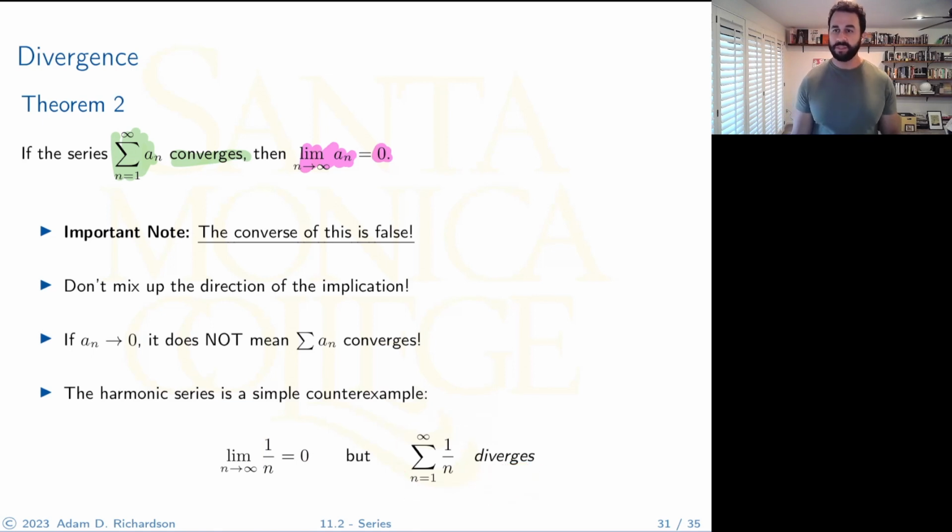So in other words, just because the sequence of terms goes to zero, it doesn't mean that the series will converge. So be very, very careful with that. Okay, the converse is false.